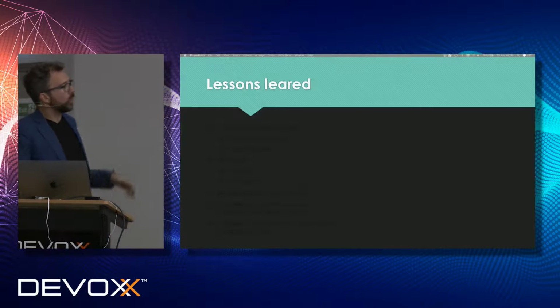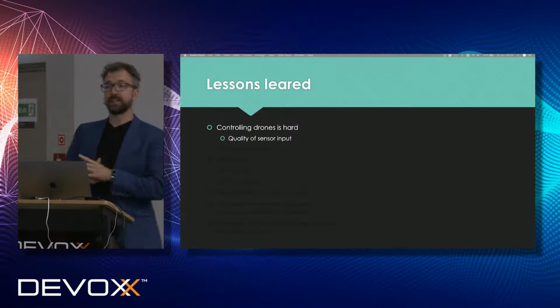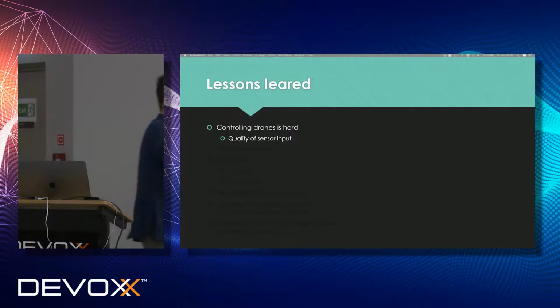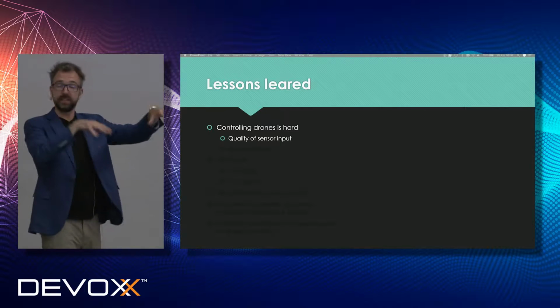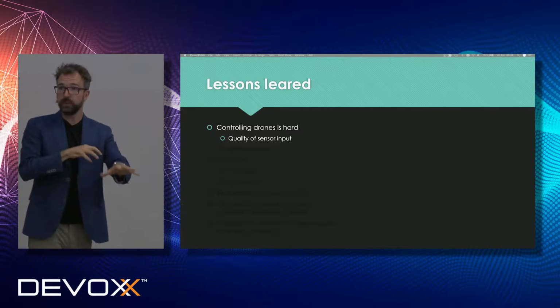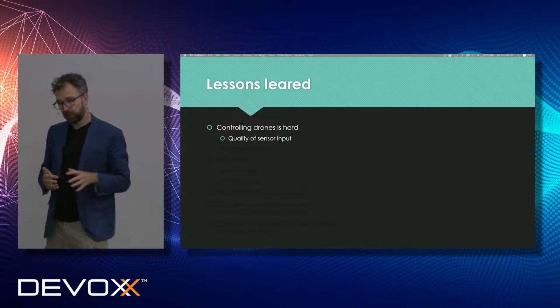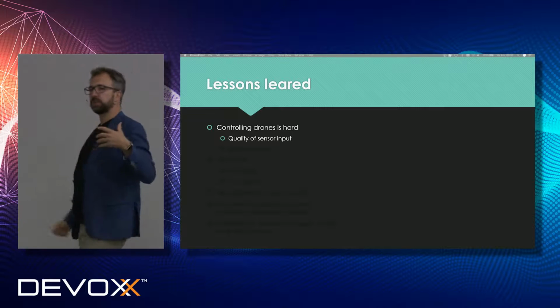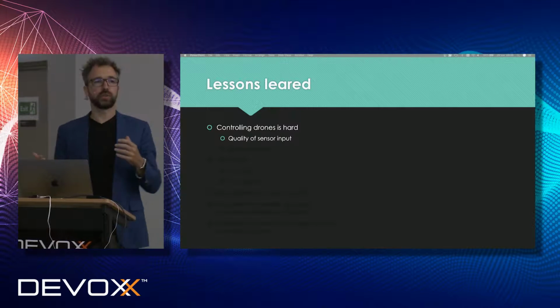So some lessons learned about flying drones. It's really, really hard. I will be honest with you, I'm really happy that they stayed in their place and did what they needed to do, because this took a lot of trial and error to get right. And why is this? This is just because controlling drones is really hard. There are a lot of external factors.